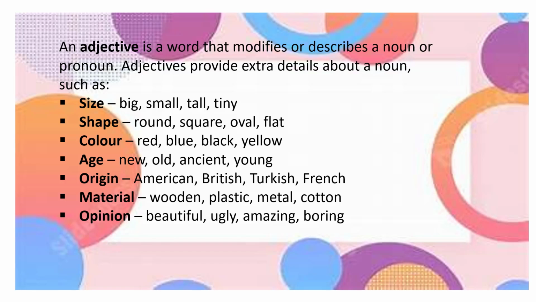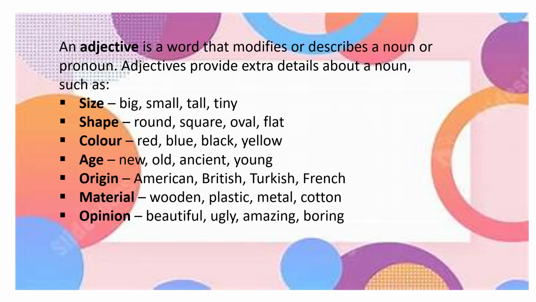It gives extra detail about a noun, such as its size: that a noun is big, small, tall, or tiny. The shape of the noun, whether it is round, square, oval, or flat. What is the color of the noun? What is the age of a noun? Age, in case a noun is a human being, an insect, an animal, or a bird. We can say the age of the living organism.